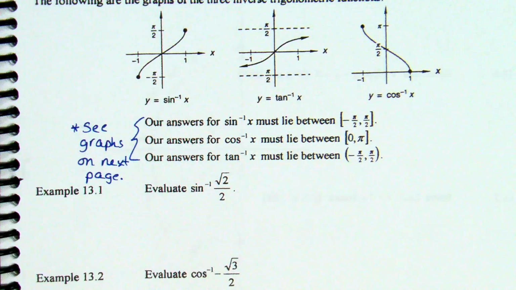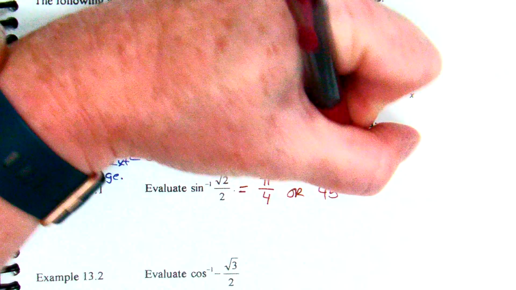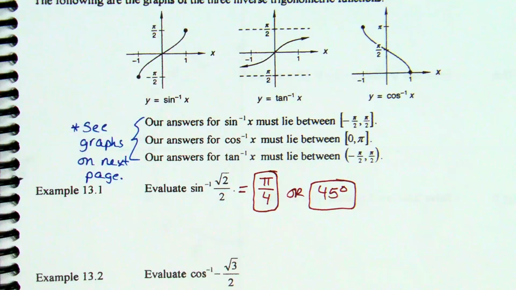45? Pi over 4 if you prefer? Okay. So sine inverse of radical 2 over 2, when does sine equal radical 2 over 2? And you can either say pi over 4 or 45 degrees. Okay. So if it's a positive sine inverse question, you're just looking in quadrant 1.